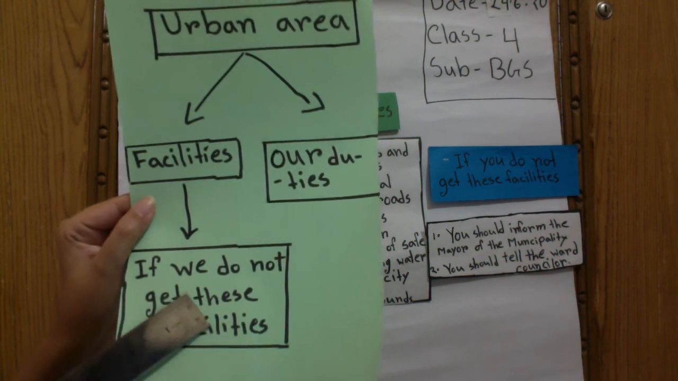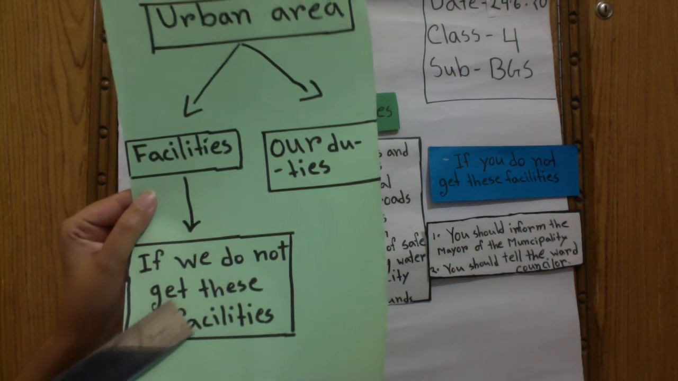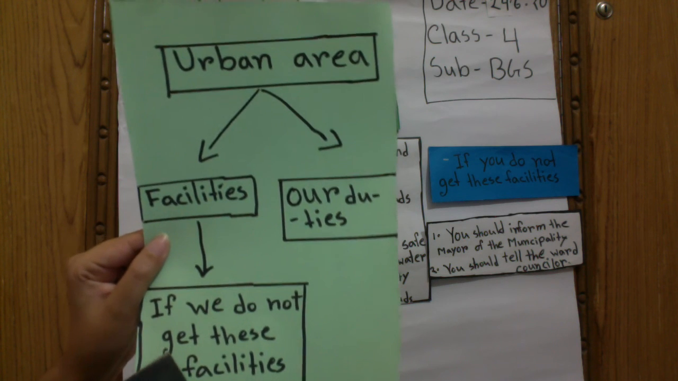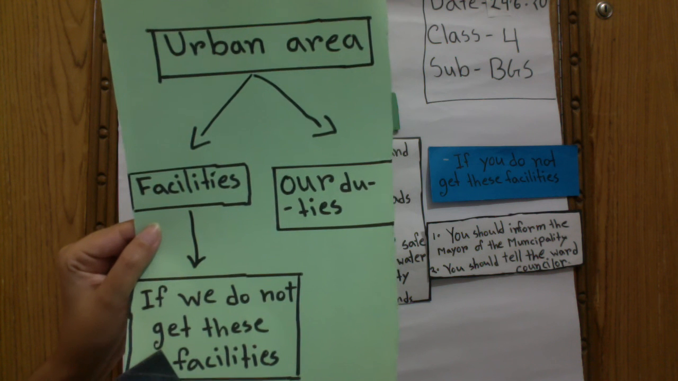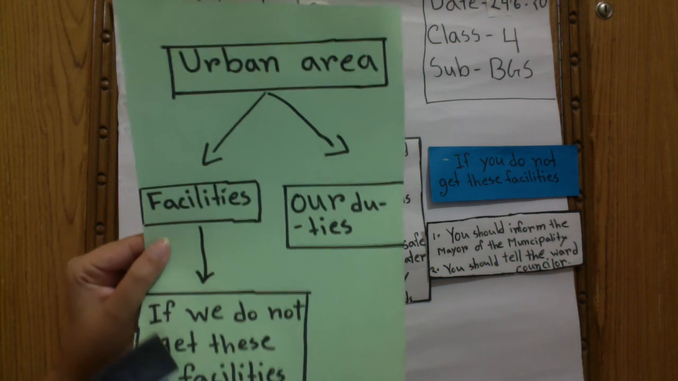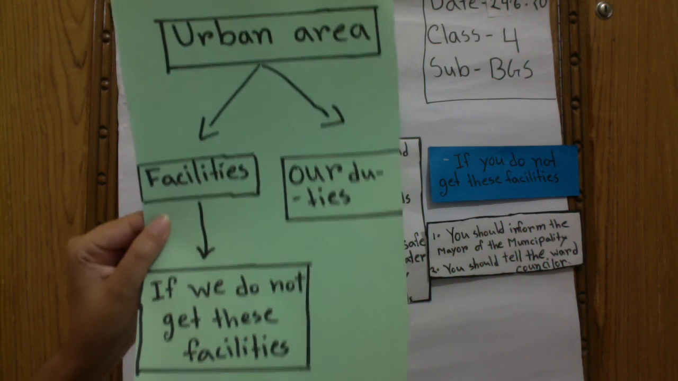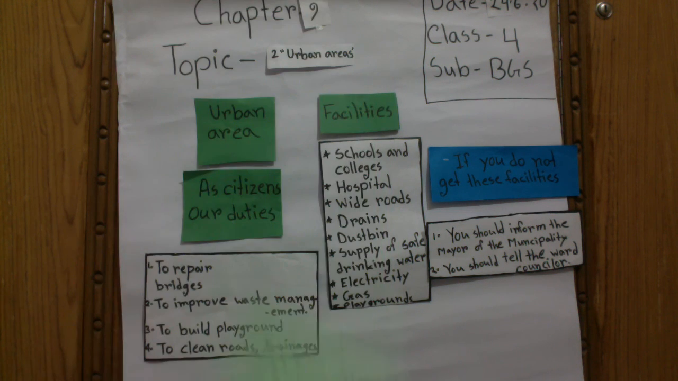Now, if we do not get all these facilities, then what should we do or where should we go? We should inform the mayor of the municipality, or we should tell the ward councillor or commissioner. After that, you have to read the lecture sheet properly and practice all the exercises.